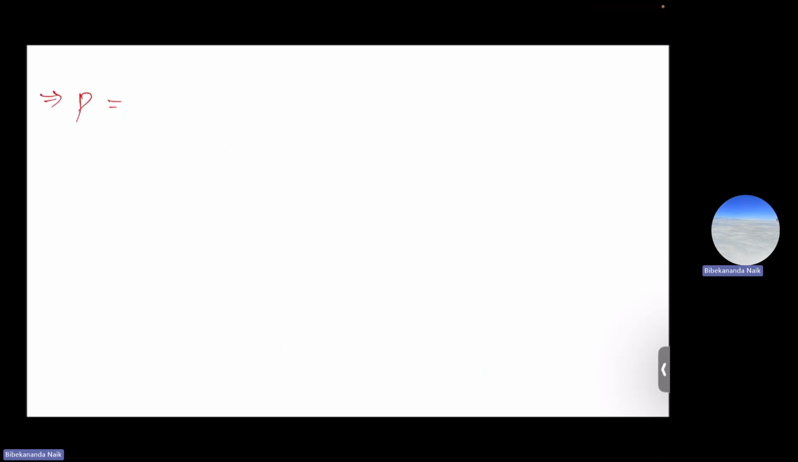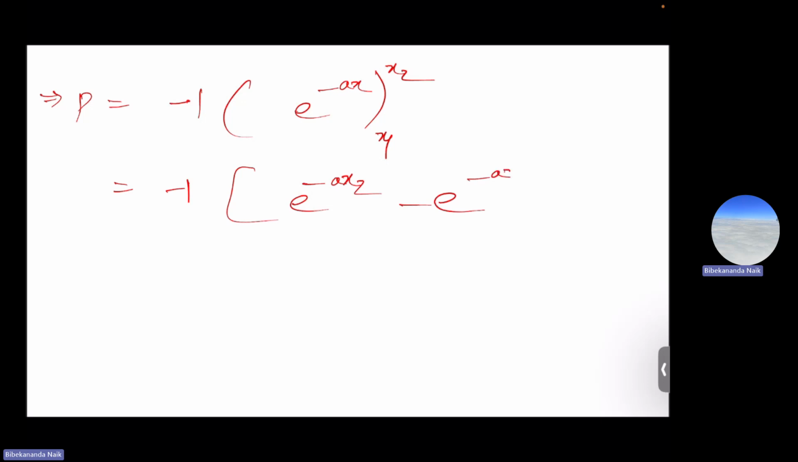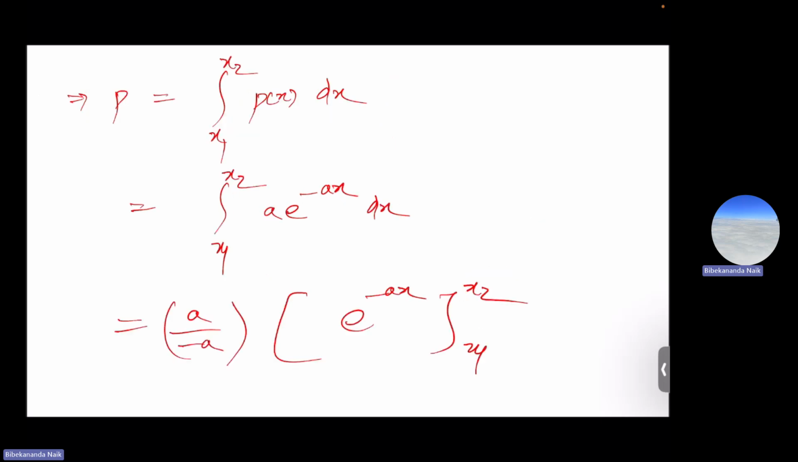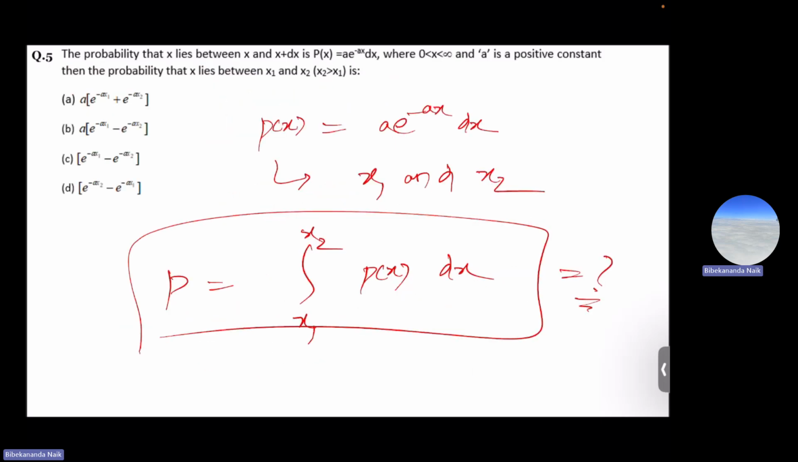So P will be minus 1 e to the power minus ax, from x1 to x2. That implies minus 1 times e to the power minus ax2 minus e to the power minus ax1. So it will be e to the power minus ax1 minus e to the power minus ax2. So the correct option is e to the power minus ax1 minus e to the power minus ax2. So the correct option is option C.